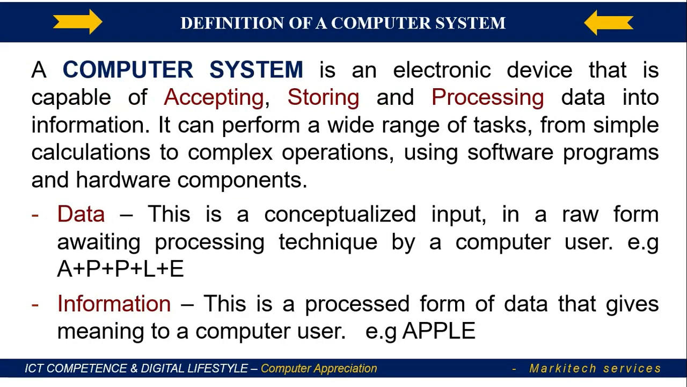Now, here it is. A computer system is an electronic device that is capable of 1. Accepting, 2. Storing, and 3. Processing data into information. What this tells us is that a computer accepts data. When you input data into a computer system, it will accept it, it will store and begin to process. Now the end point after the processing of data gives an information. It can perform a wide range of tasks, from simple calculations to complex operations, using software, programs and hardware. Let's not be confused about how computers work, making things easier and smarter.